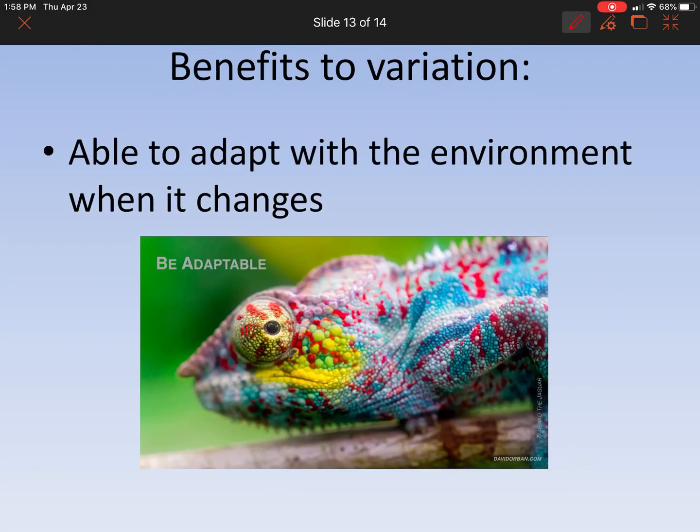Now, benefits to variation. One of the biggest things is that with variation, an organism is able to adapt with the environment when it changes. So you're not stuck. So one disease is not going to take everybody out. And we even see that right now with COVID-19, the virus is affecting people very differently, right? That would be probably at least somewhat linked to their genetics. So for some reason, it's affecting people differently in certain ways.